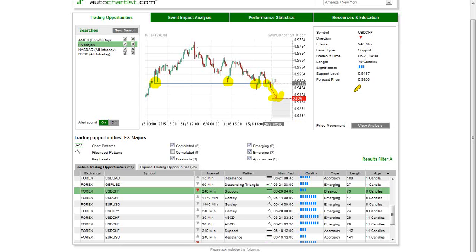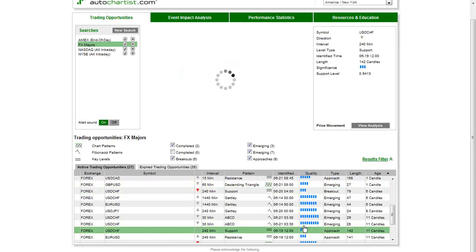So again, let me explain some of the features. This is a red arrow, which means that there actually has been a breakout through the support or resistance level. Let's contrast that to an emerging key level. All right, so this is an opportunity on US dollar Swiss franc, which is quite old, 11 candles ago. And let's see what actually happened with that opportunity.